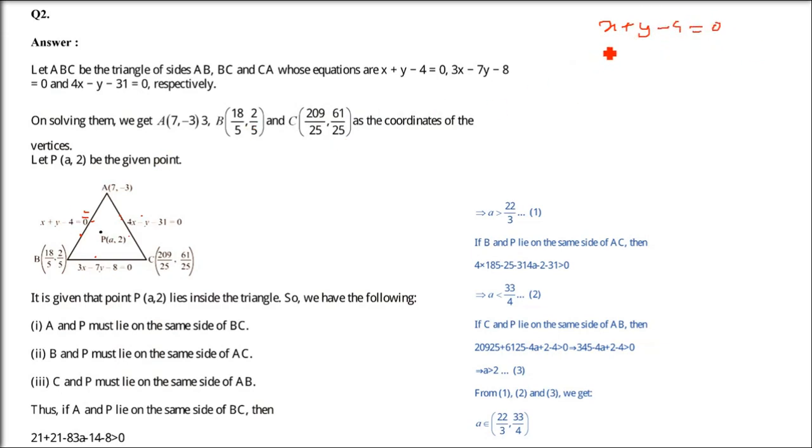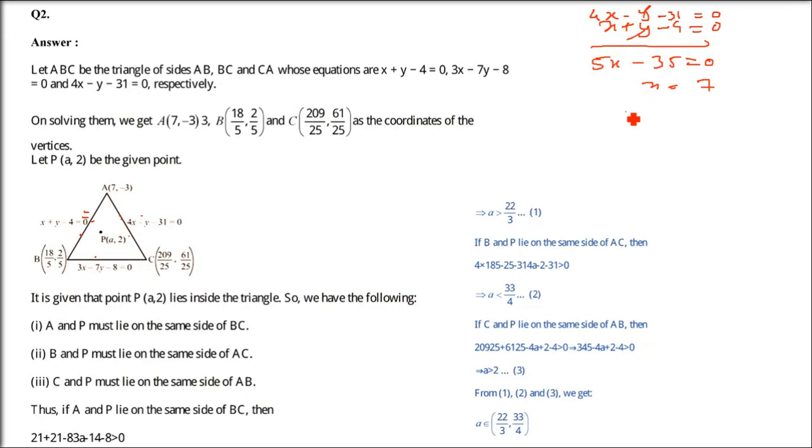I'm taking one line, x plus y minus 4, and the other one, 4x minus y minus 31 equals 0. Now let us add them. Y cancels, 5x, and this is minus 35. So 5x minus 35 equals 0. What do you get? 5x equals 35, x equals 7.